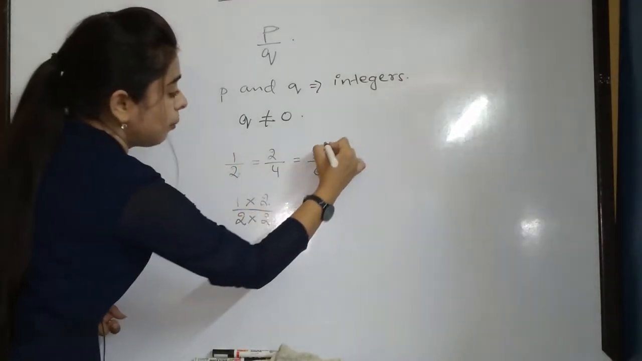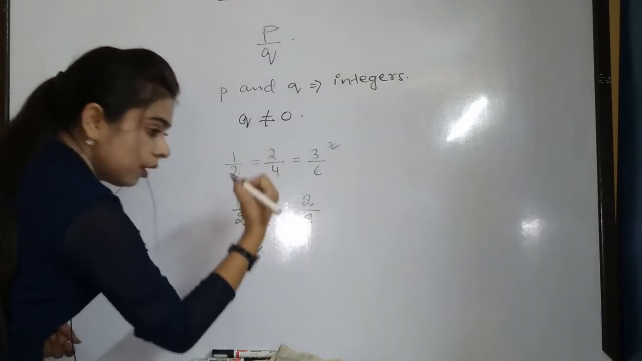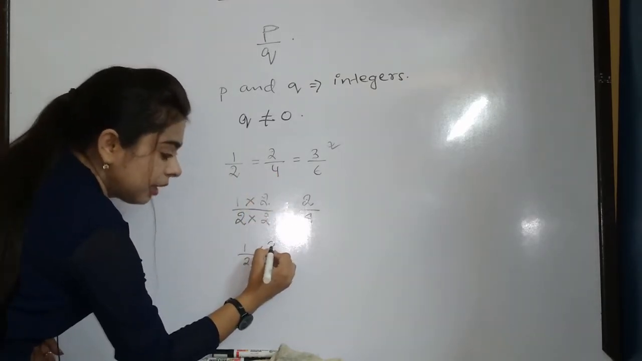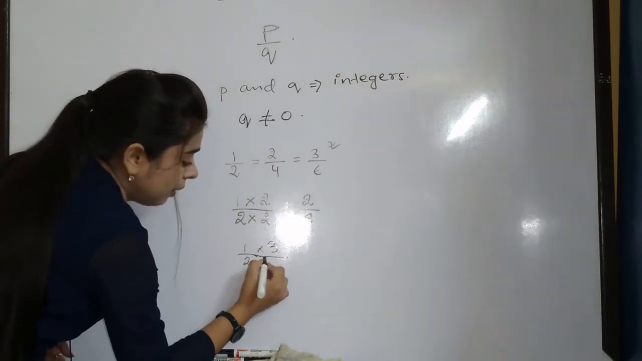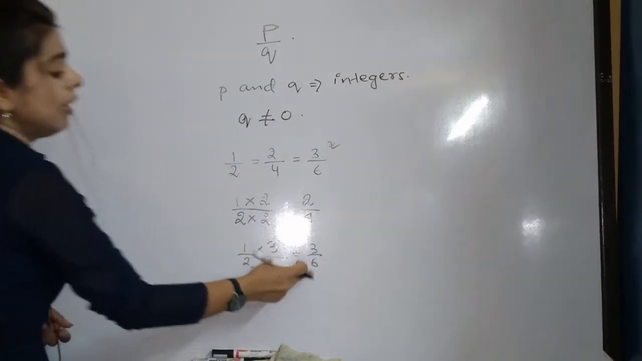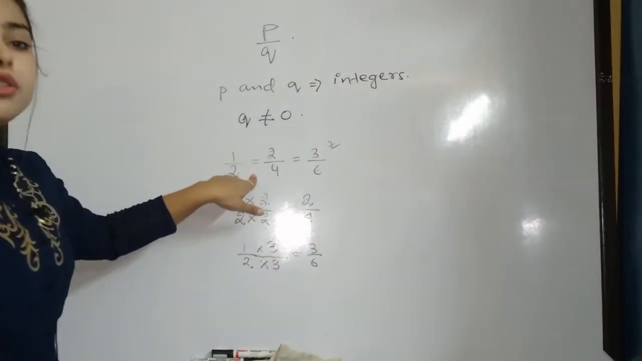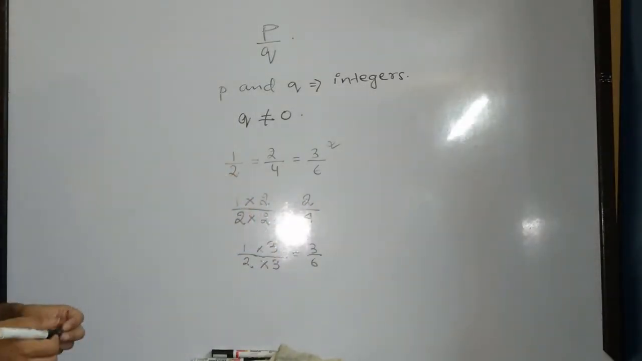Again, how did we approach this? That is 1 by 2, multiplying the numerator also with 3 and the denominator also with 3, we get what? 3 by 6. That's why we said that 3 by 6 is equivalent to 1 by 2, or it is equivalent to 2 by 4.